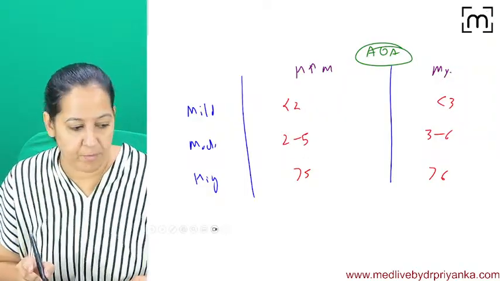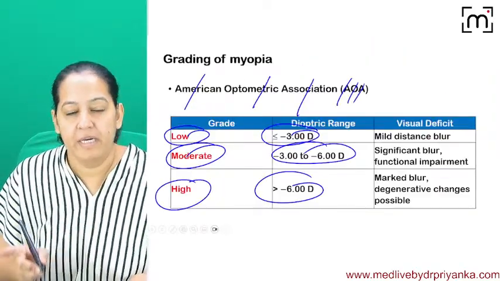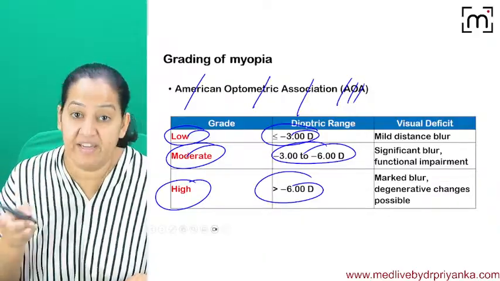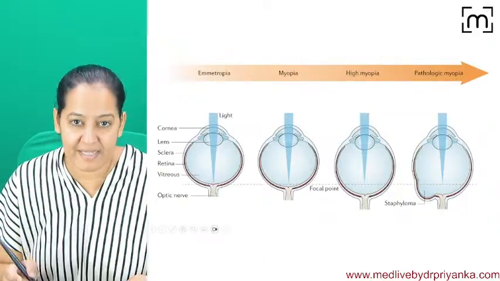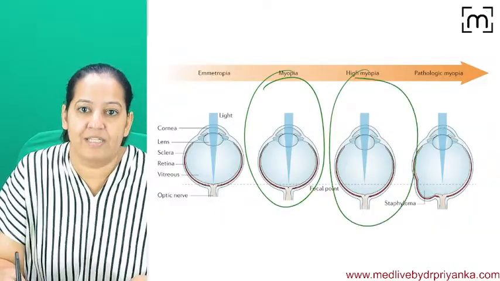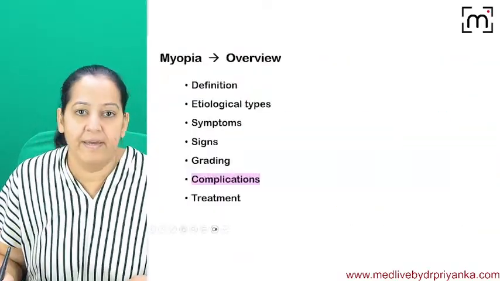Hypermetropia, myopia, give me a thumbs up, people, I'm trying hard. So the cutoffs are different. There the cutoff was less than 2, 2 to 5, more than 5. Here less than 3, 3 to 6, more than 6. People say yes. So you can see here less than 3 is mild, 3 to 6 is moderate, more than 6 is high. Got it?